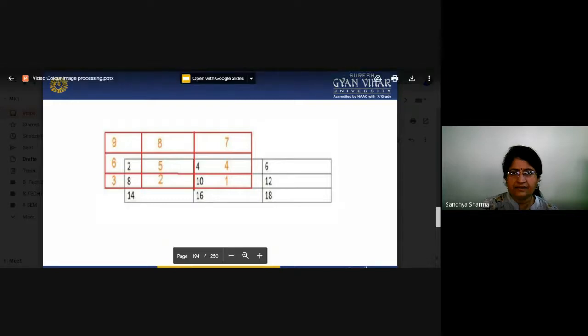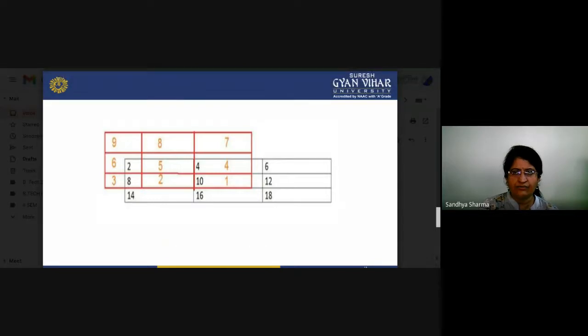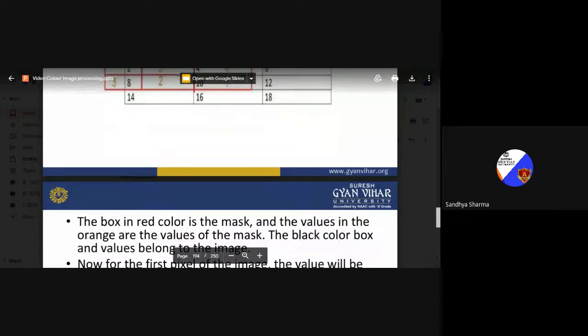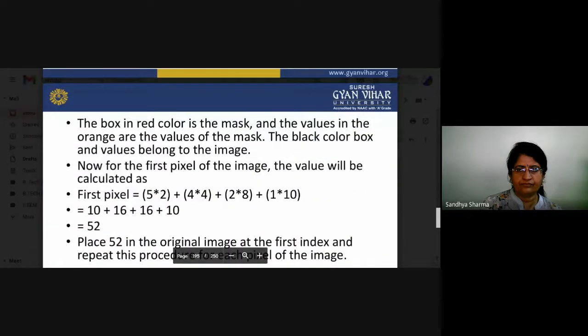This is the center point we have to assume. Then 4 into 4, 2 into 8, and 1 into 10. So that is 1 into 10, 4 into 4, 5 into 2, and 2 into 8. This is the frame, and these are your values. You have to put your mask on these values, and the result is 52.